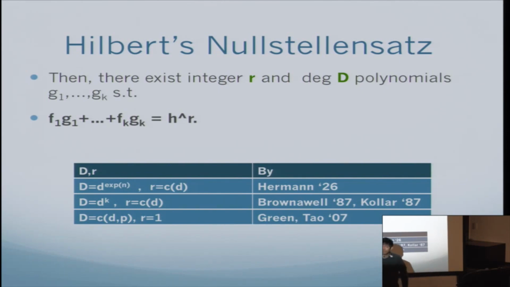Okay. What is C of D and P? Did you tell us what is C of D and P? You mean what this function c is? Yeah. What are the dependencies? So these are very efficient. These are like d to the k. K is fixed, so these are like poly d.